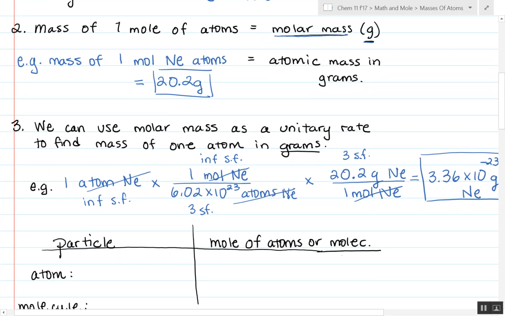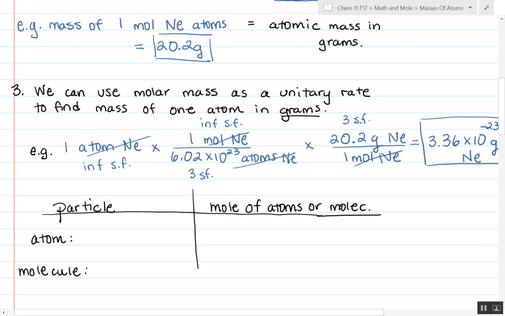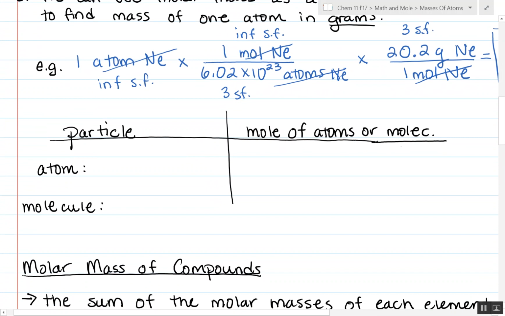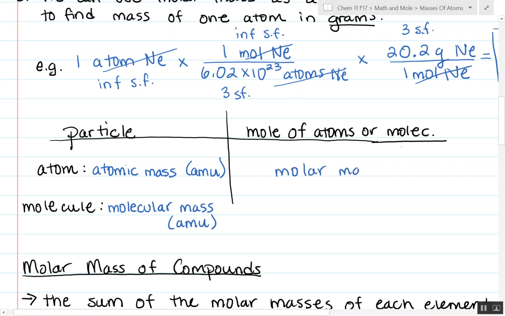Okay, so let's summarize when to use these units. If we're talking about particles, so atoms or molecules, that's when we use the atomic mass. And the units are AMUs, or atomic mass units. And for molecules, we call that the molecular mass, also measured in AMUs. Then if we're looking at moles of atoms or molecules, that's where we use our molar mass in grams.